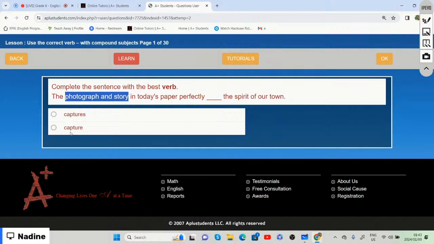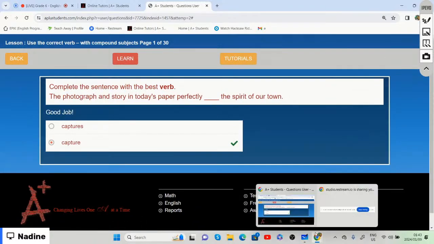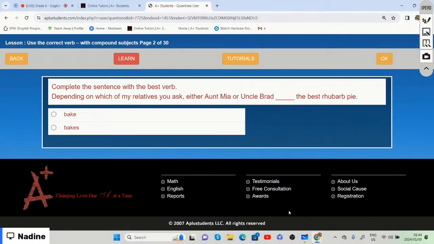All right, so we see that when we have a subject that is joined with the conjunction and, it's adding. It's like saying it's more than one, because they're saying it's the photograph as well as the story, which means that it is more than one. So it's plural, which means that we need to use a plural verb. And we see the plural verb does not end in s, es, or ies. So capture is the correct one.